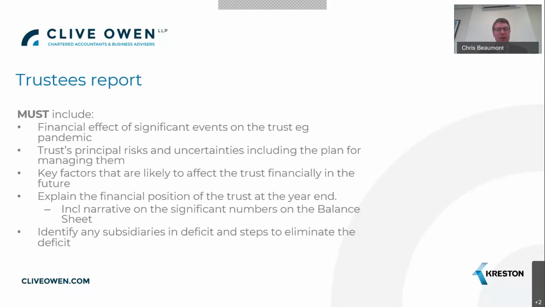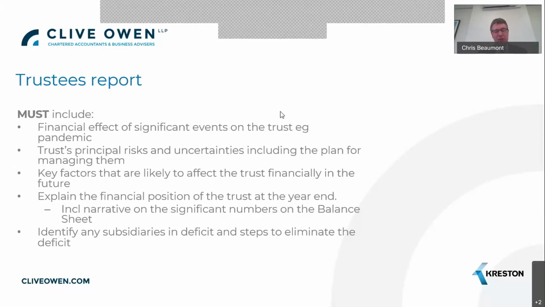Overall, though, as I say, it's telling the story, but trying to tell the story in a way that the readers will be able to understand without going into the numbers on the last 30 or 40 pages of the accounts. And then the last thing it talks about you must do is identify any subsidiaries in deficits and talk around the steps that you're going to take to eliminate those deficits.